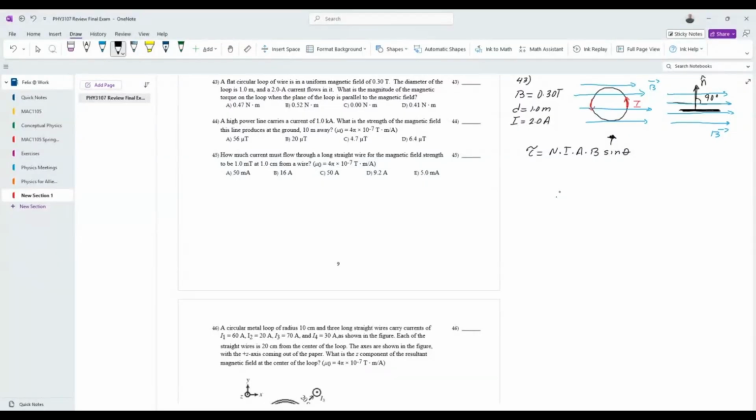Now, in this case, we have only one loop, right? So n is 1. The area will be pi d squared over 4. So it would be pi times 1.0 meters squared over 4. So the area would be pi over 4 meters squared.